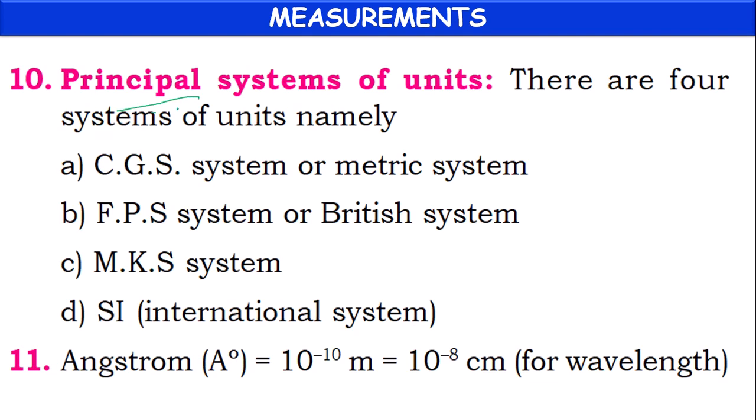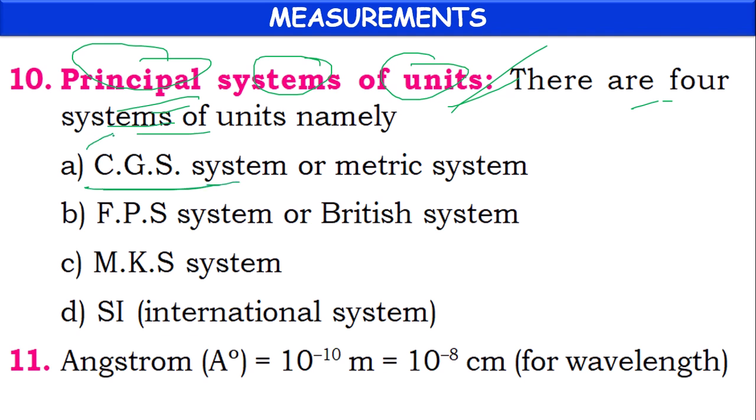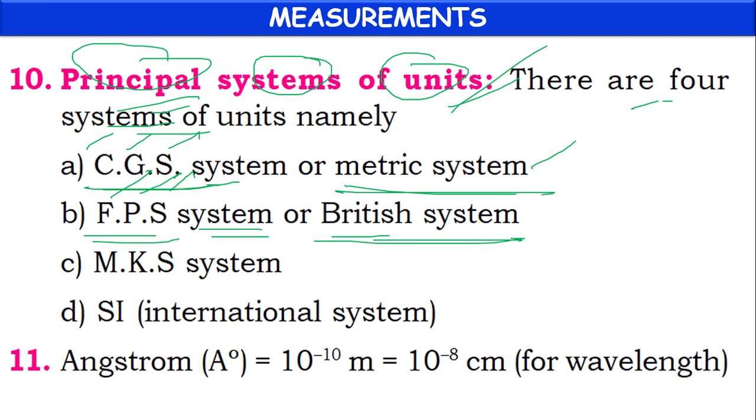We have some systems, children. Principal systems of units. For measuring the units, we have mainly 4 systems. One is the CGS system, centimeter, gram, second system, also called the metric system. FPS system, foot, pound, second system, also called the British system. MKS system, meter, kilogram, second system. SI system means international system, the latest modified version of the MKS system. At present, we are following this SI system.